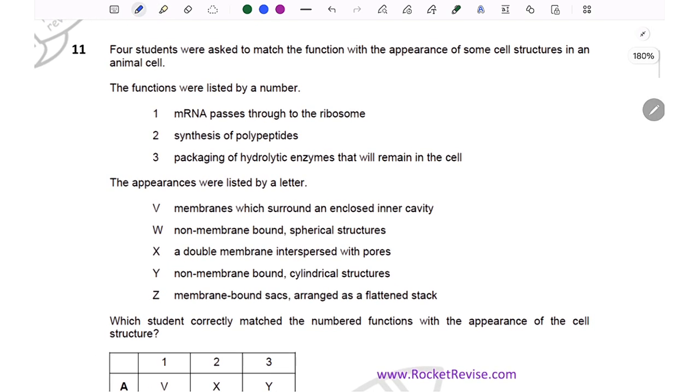So the mRNA passes through to the ribosome. That's going to be like nucleus, could be nucleus. Synthesis of polypeptides, that's ribosome, because ribosome is the site of protein synthesis, and packing of hydrolytic enzymes that will remain in the cell. So you might think this is going to be a lysosome when you read hydrolytic enzymes, but this is the key word here: packaging. Packaging is done by the Golgi body.